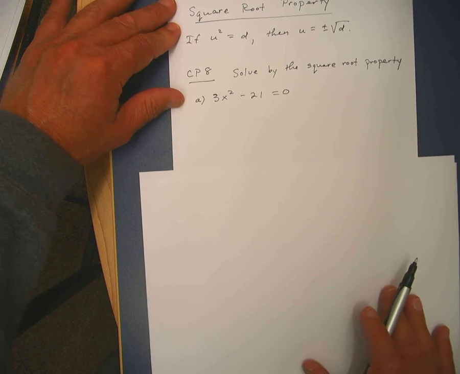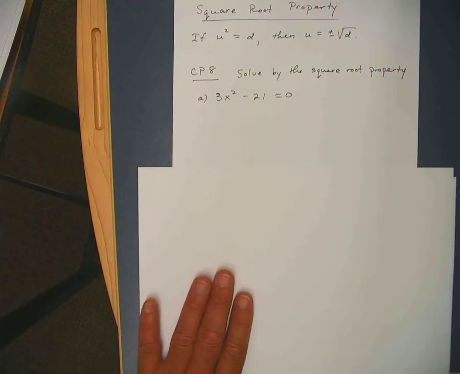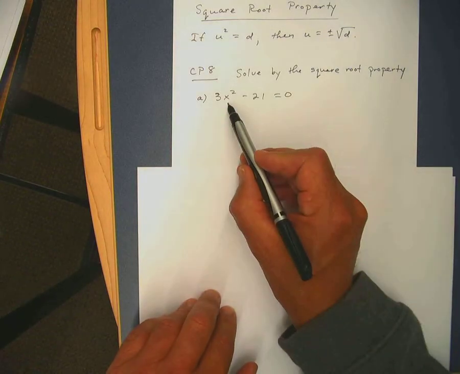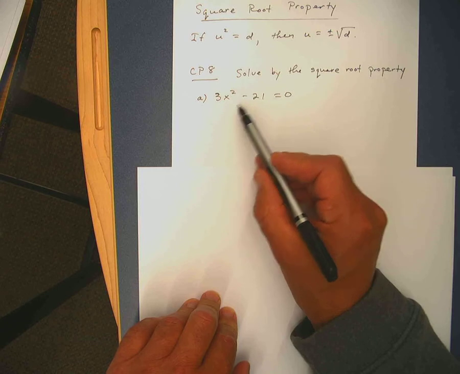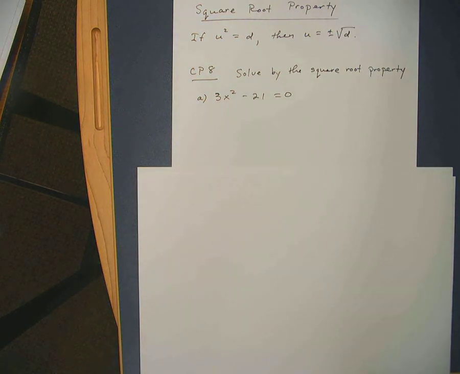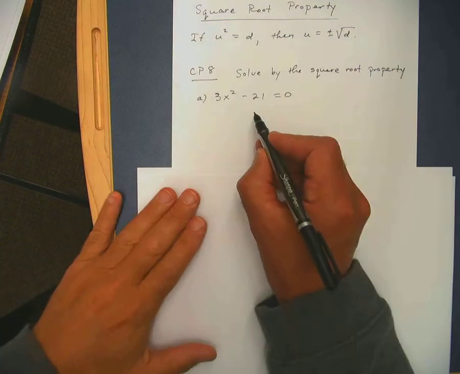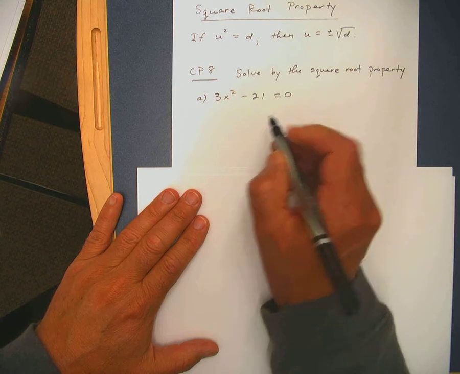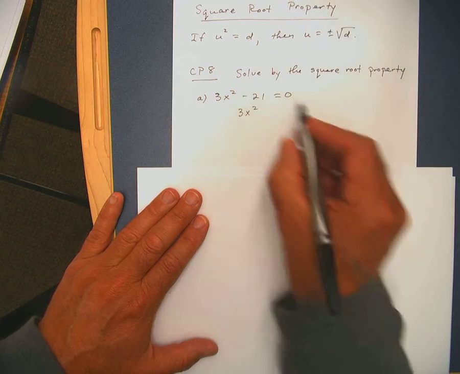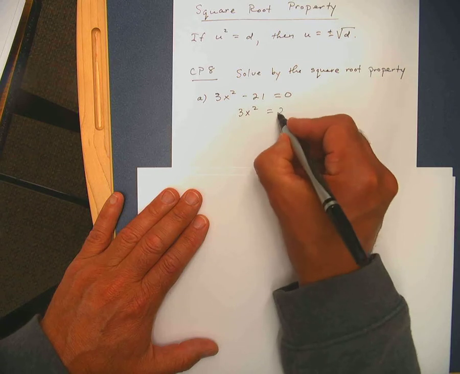The first one looks like this, and when I look at it, it appears to be a good candidate for using this method. We have a squared term and we have a number term. There's no x term in the middle. So I think you'll see in a second why it works well to use this property to solve this. So I'm going to put the 21 on the other side in this case. So I'm going to change this to 3x squared. If I add 21 to both sides, I get 3x squared equals 21.